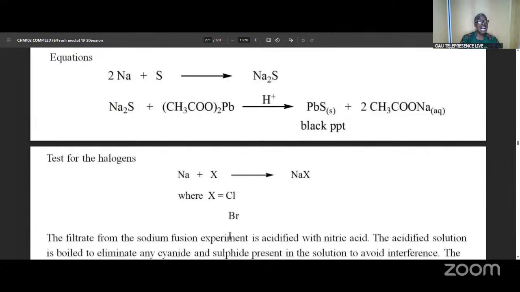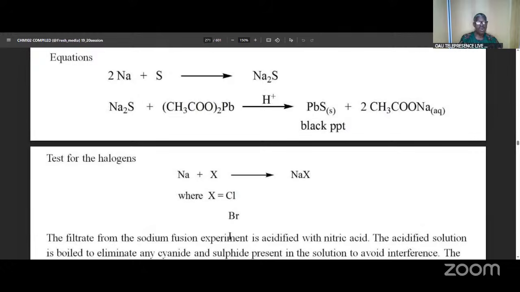Now, the equations are as follows. We are already familiar with the first equation. Now, the second equation is the sodium sulfide will react with the lead acetate to give us the black precipitate we talked about, that is lead sulfide, plus sodium acetate. So our interest is the black precipitate, which indicates presence of sulfur.